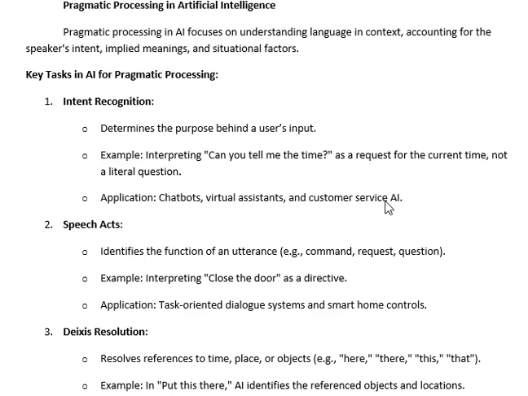Today we are going to learn about pragmatic processing in artificial intelligence. What is pragmatic? It focuses on how the context and real-world knowledge influence the interpretation of sentences. Pragmatic processing in AI focuses on understanding language in context, accounting for the speaker's intent, implied meaning, and situational factors. Intent recognition is one of the key tasks performed for pragmatic processing.